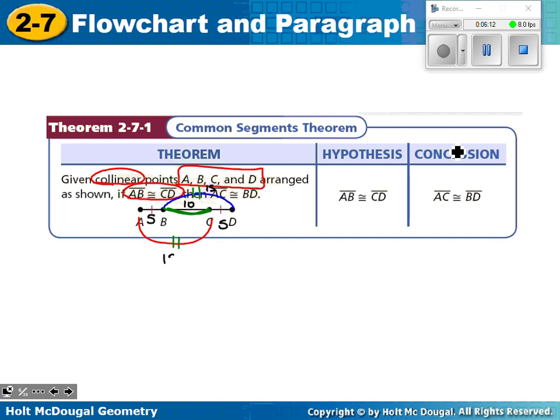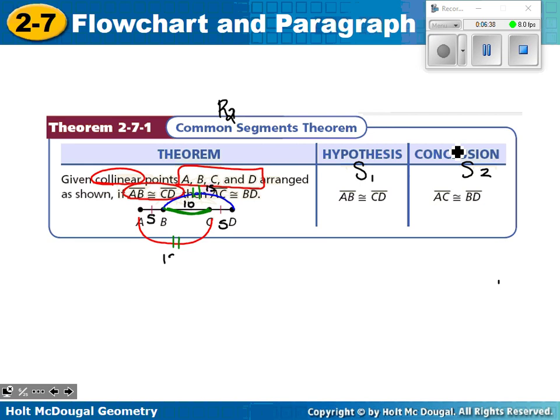So where you could use this in a proof, you won't use it much in a proof, but if you did, this could be a statement. So maybe they give you AB is congruent to CD and they give you this picture. Your next statement could be that AC is congruent to BD. And your reason would be the common segments theorem. And this would be the reason for step 2.